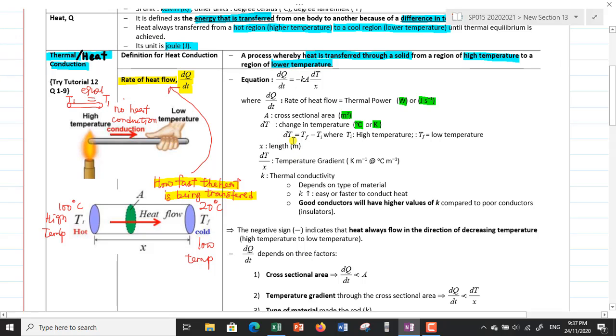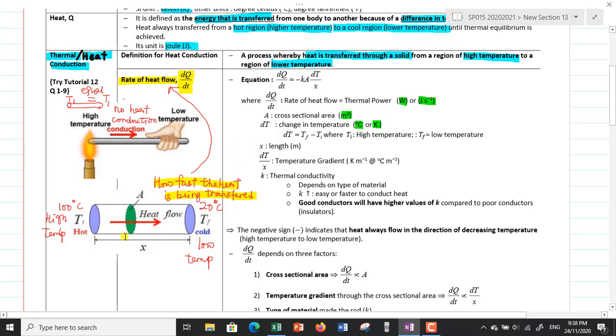Change in temperature is T final minus T initial, whereby T initial is the high temperature and T final is the low temperature. Why? Because heat flows from the hot end to the cold end, from high temperature to low temperature. So this is final, this is initial. We will take the final 20 minus 100. Final minus initial.